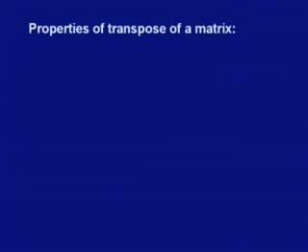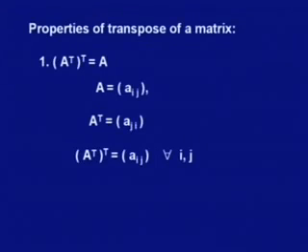Let us now discuss some properties of the transpose of a matrix. We start with the first property: A transpose, and its transpose, is A. So if A is Aij, then A transpose is Aji as we have defined. Then the transpose of A transpose will again become Aij, and this is true for all i and j. So we have proved that the transpose of A transpose is A.